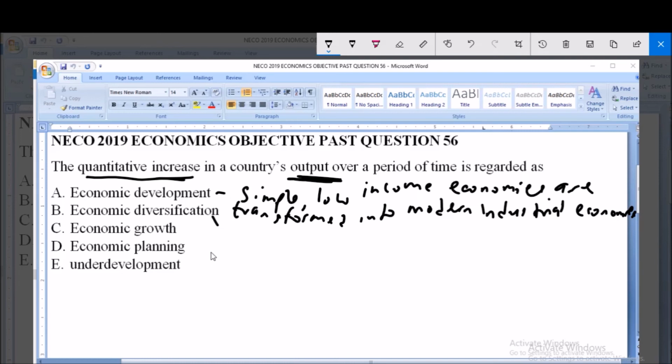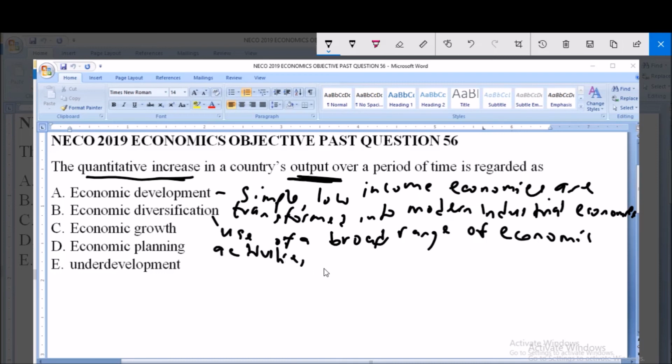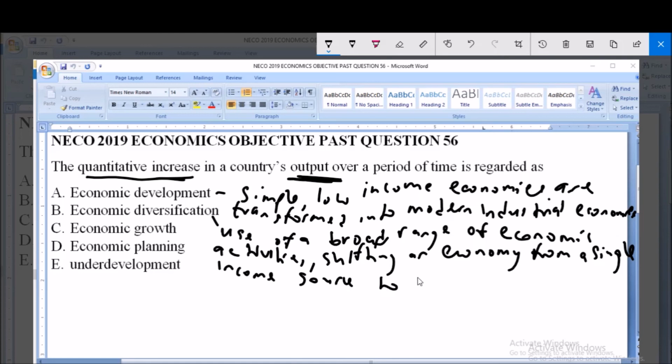Now economic diversification involves the use of a broad range of economic activities in a region or country, that is shifting an economy from a single income source to multiple sources. So that's economic diversification.